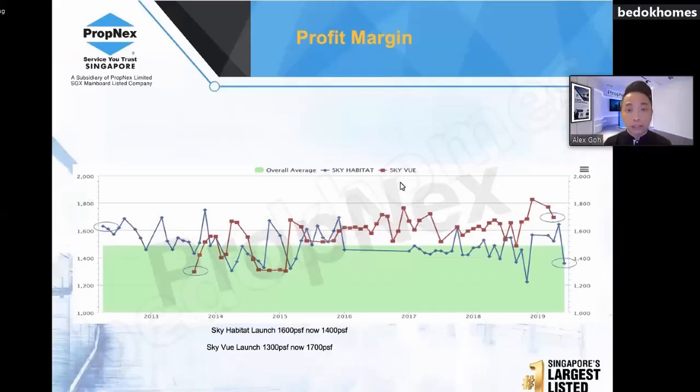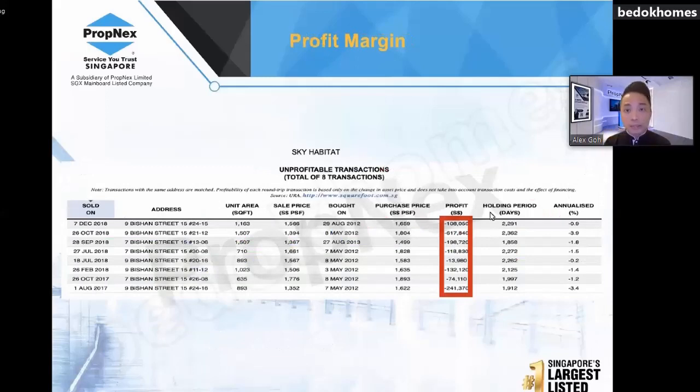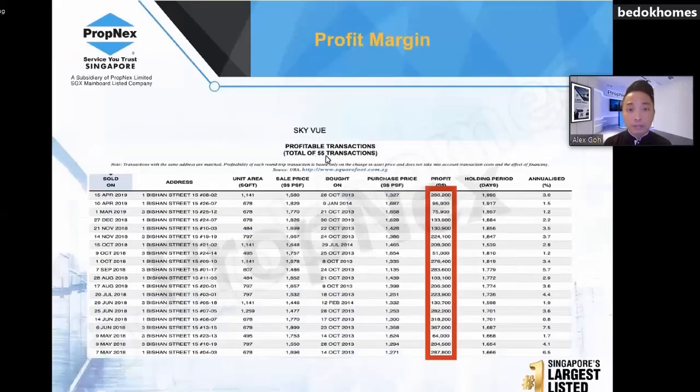Okay, so we look at the next two. First one is actually Sky Habitat. You can see there are some owners that actually lost money here, as high as 600 over 1,000. But the difference is that in Skyview, 55 owners actually made money, and quite a number of them made a decent profit of almost $200,000 to $300,000.